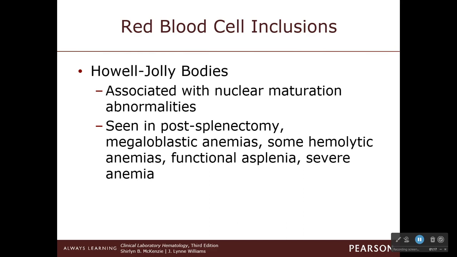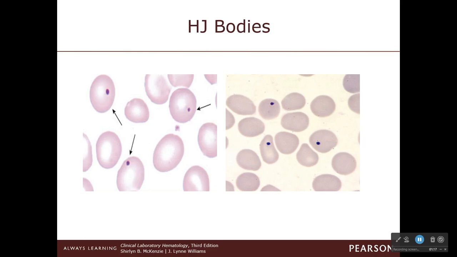You can see these in people that have a splenectomy. How do you say that? Splenectomy, there you go. So yeah, we probably could see some in yours. Also in megaloblastic anemia, some hemolytic anemias, and then functional asplenia and severe anemias. This is what Howell-Jolly bodies look like. You will be familiar with this. You will see these a lot. It's pretty common to see Howell-Jolly bodies.